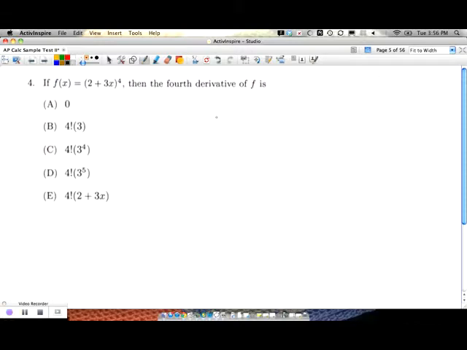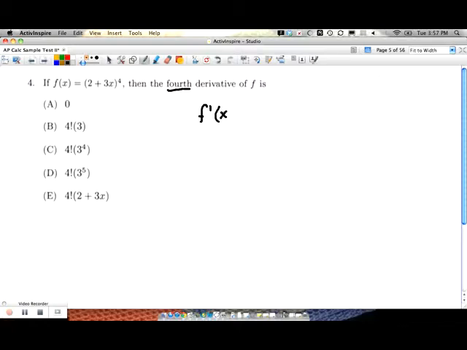Let's look at the next one. Here is an example of when it's actually better for you not to simplify. So when you look at this problem, it's asking us to take the fourth derivative. We're going to do that, but we're not going to multiply and simplify our terms together. We're just going to leave them as is.